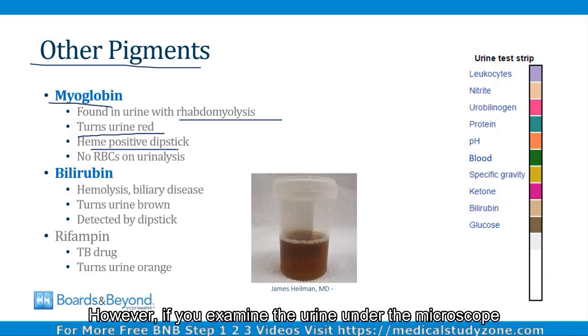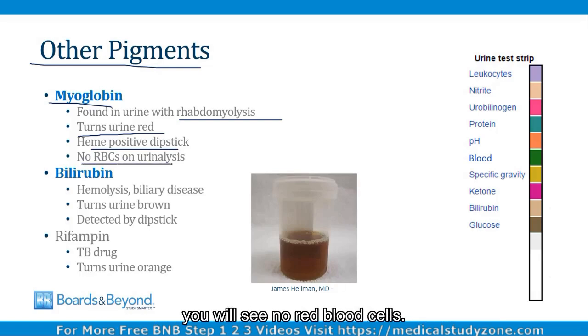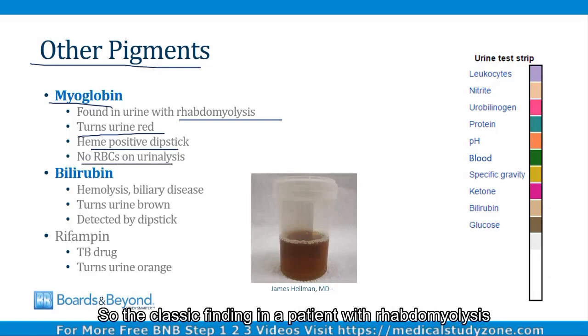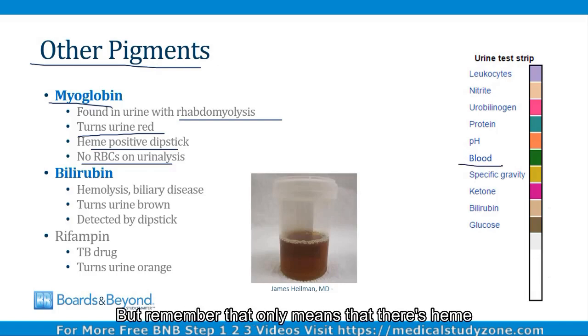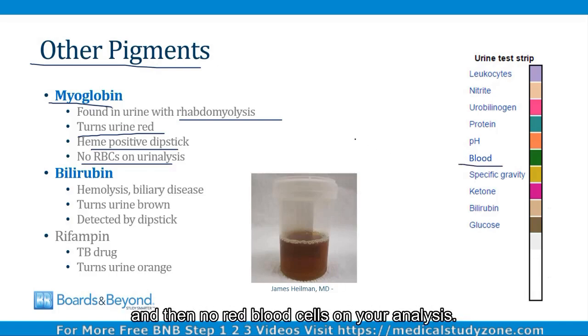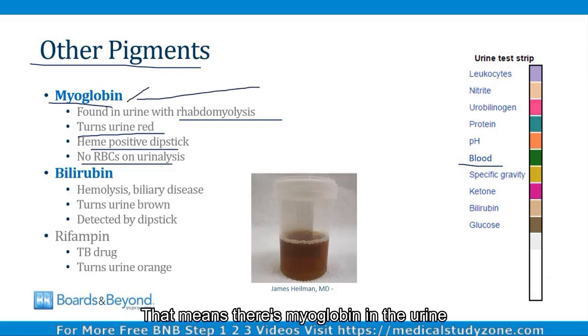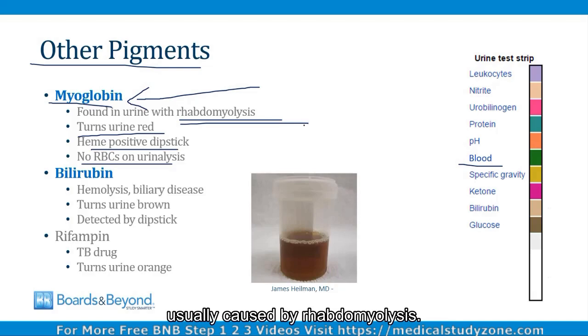However, if you examine the urine under the microscope, you will see no red blood cells. So the classic finding in a patient with rhabdomyolysis is red urine, a positive dipstick for blood, but remember that only means that there's heme, and then no red blood cells on urinalysis. That means there's myoglobin in the urine, usually caused by rhabdomyolysis.